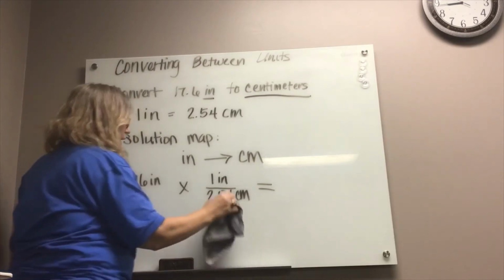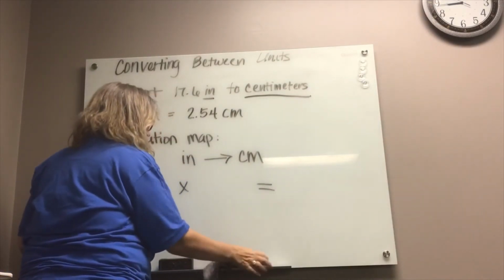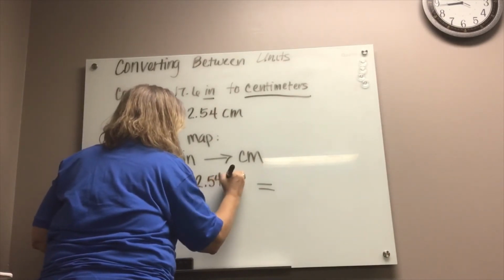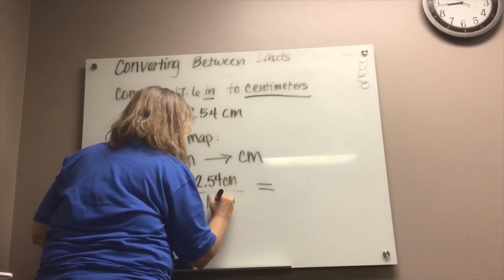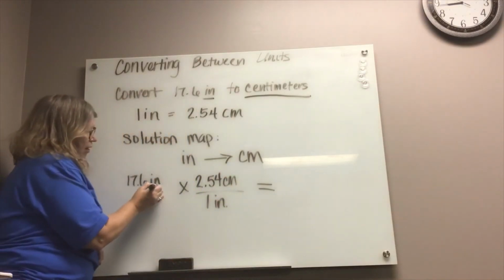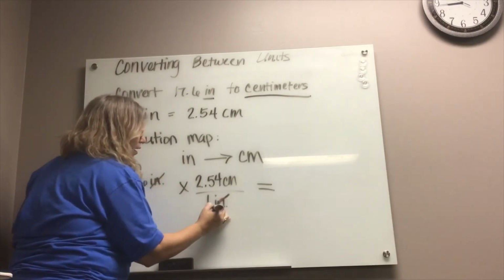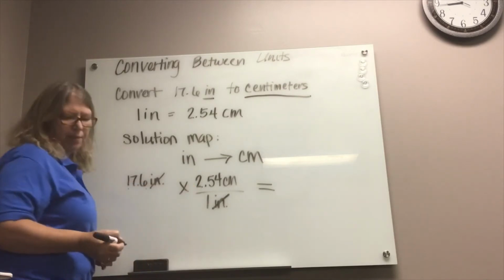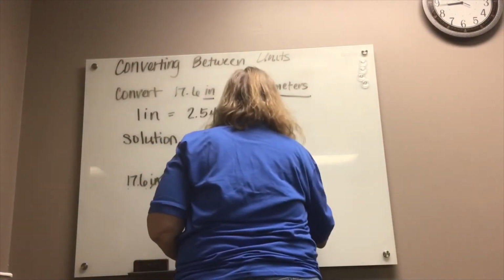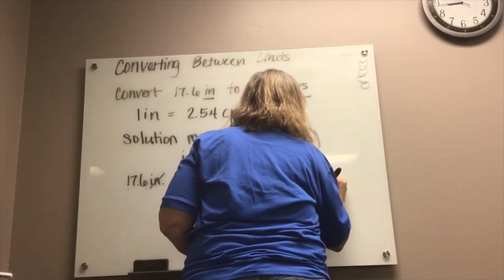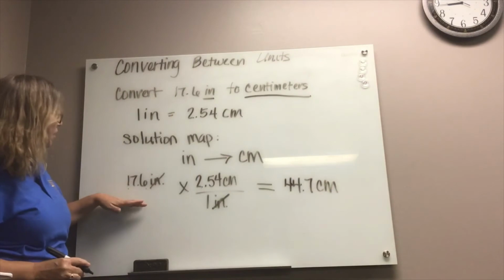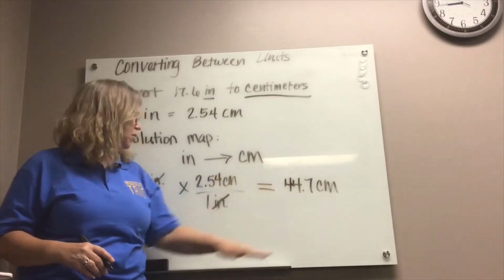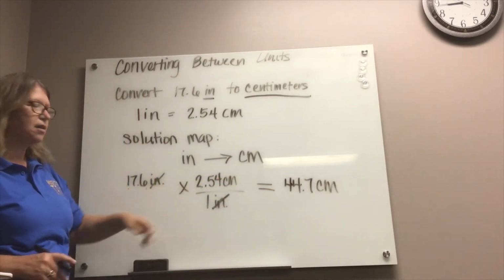Oops, actually I have inverted this. So this goes like this, 2.54. Sorry about that. So we take our like units and they cancel out. We take our 17.6 and multiply it by 2.54, and it gives us 44.7 centimeters. So 17.6 inches is equivalent to 44.7 centimeters, and that's based on dimensional analysis, okay?